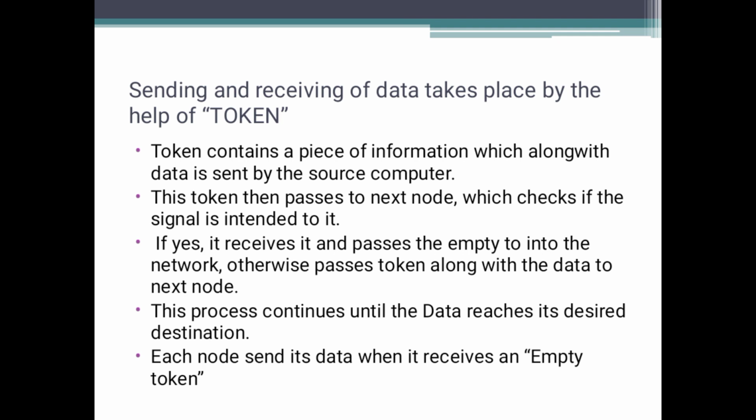The sending and receiving of data takes place with the help of a token, like a priority voice. The token contains a piece of information which, along with the data, is sent by the source computer. This token then passes to the next node, which checks if the signal is intended for it. If yes, it receives it and passes the empty token into the network. Otherwise, it passes the token along with the data to the next node. This process continues until the data reaches its desired destination. Each node sends its data when it receives an empty token.